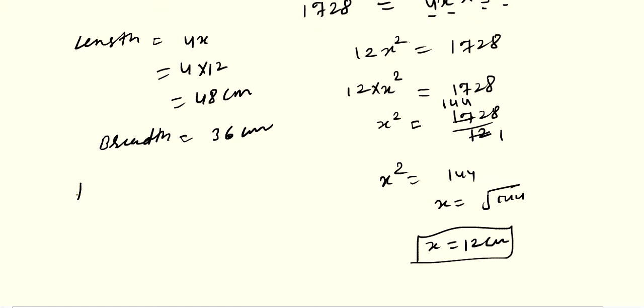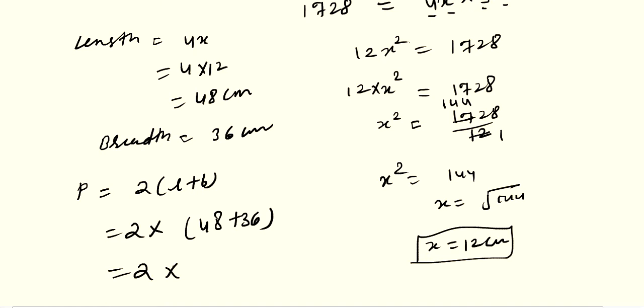Now first the perimeter we have to find. So perimeter equals what? 2 into, in bracket, L plus B. So 2 into L plus B means 48 plus 36. 48 plus 36 is 84, and 84 into 2 is 168 centimeter. So your perimeter is 168 centimeter.